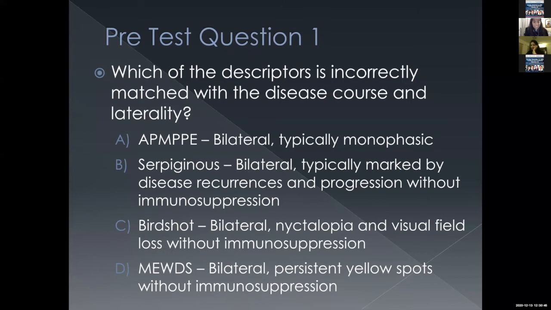Yeah, so I think the correct answer would be D. MEWDS is typically thought of as being unilateral and then generally self-resolving without immunosuppression. Yeah, thanks. And that's exactly right.